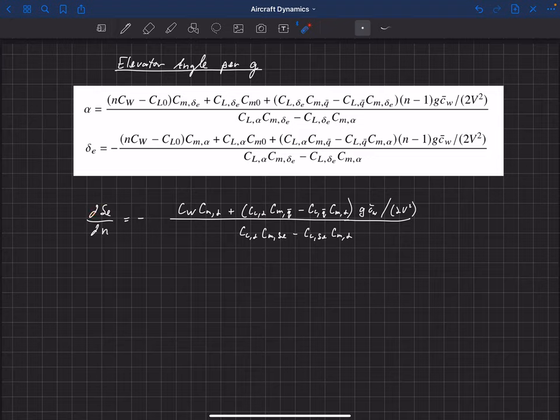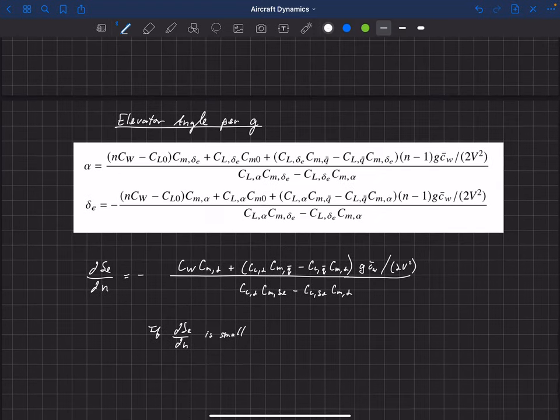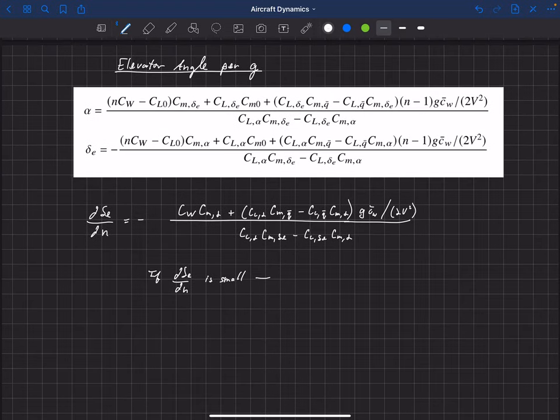Like I said, this is a measure of maneuverability. If this elevator angle per G is really small, what that means is it requires very little deflection to change our load factor. So that means that the aircraft is very maneuverable, okay? So if delta E over delta N is small, that means that this is very maneuverable.